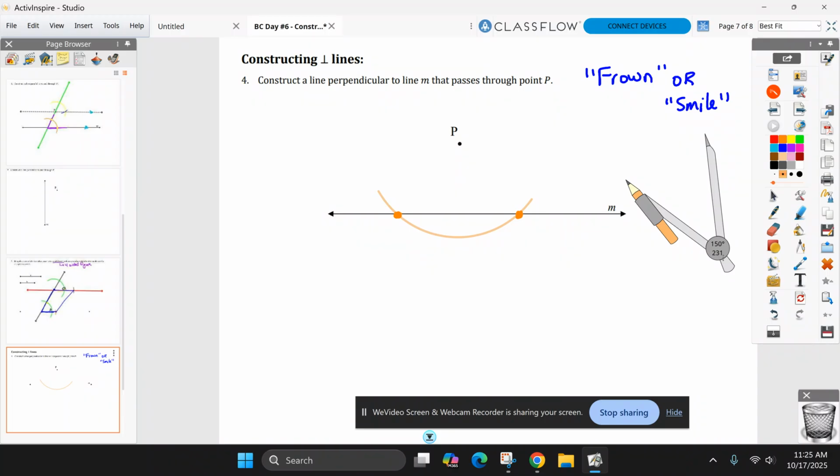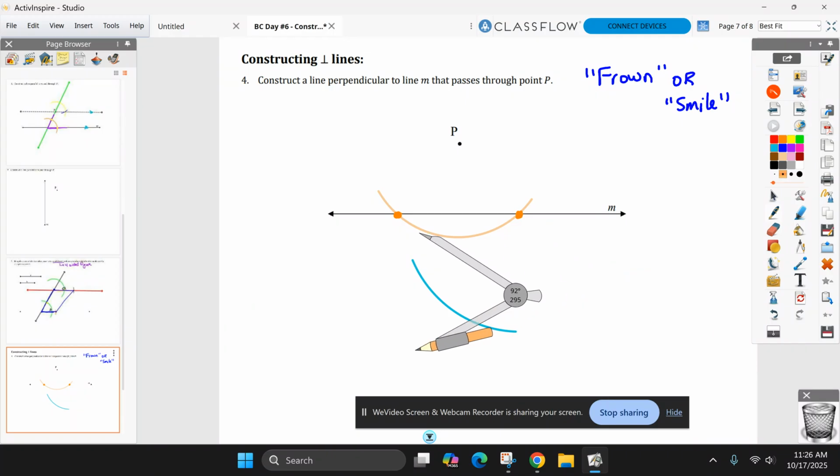From here, I always like to open up my compass a little wider, so my point of intersection doesn't land right on P and I have nowhere to line it up with. So after you make your smile here, open up your compass a little wider, and now you're going to make two more arcs, one coming from each of the points of intersection. This can be done above line M or below line M. It does not matter. Coming from each point of intersection, make two more arc marks that intersect each other. Smaller the better, remember.